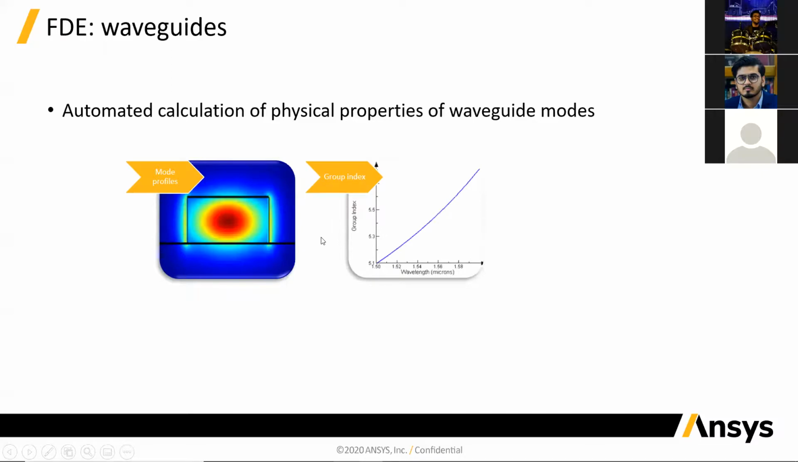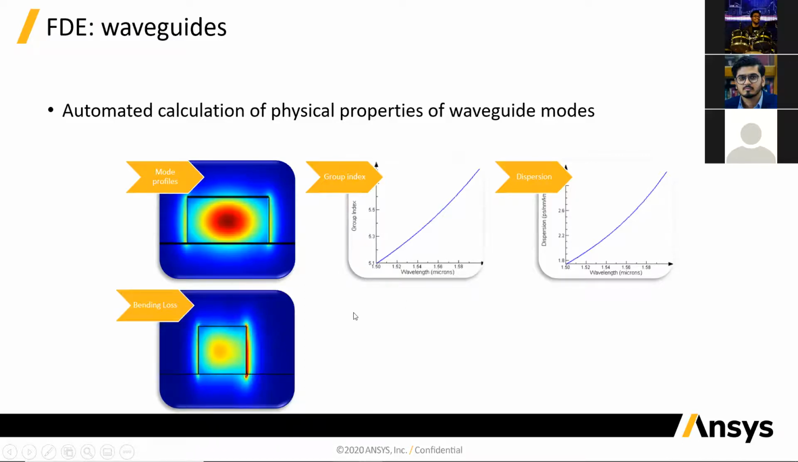You can view your mode profiles using FDE. Then there's group index, which comes from the derivative of the effective index of your waveguide. You can perform a wavelength sweep or frequency sweep of your mode profile, calculate the effective index, and figure out the group index from there. There are built-in tools that allow you to calculate the group index automatically. Again, you take another derivative and figure out the dispersion of light as light goes through your waveguide. You can calculate that too.